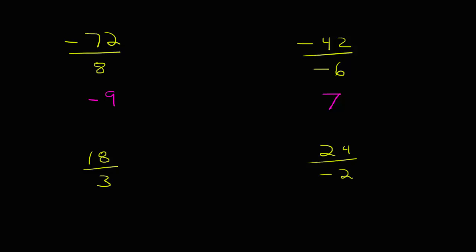18 divided by 3, that's our old friend, just regular old division. The signs are the same. The result will be positive 6. And 24 divided by negative 2, the signs are different. Therefore, the result will be negative. And 24 divided by 2 is 12.